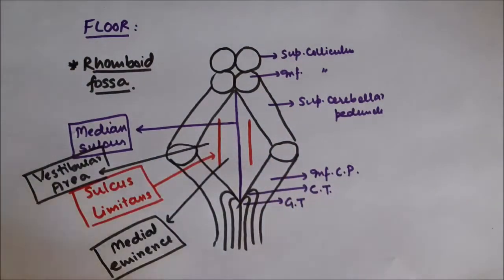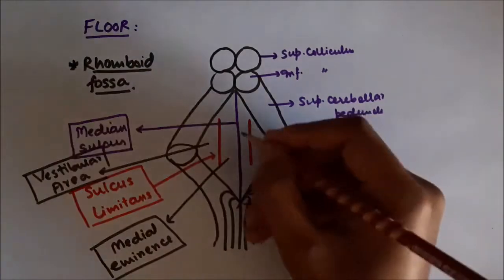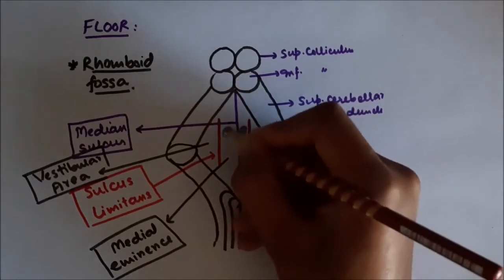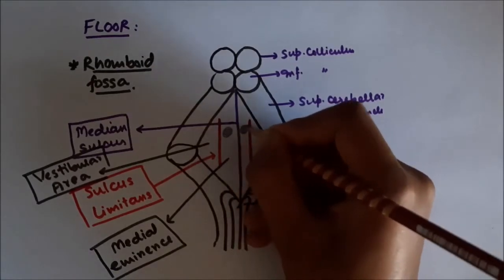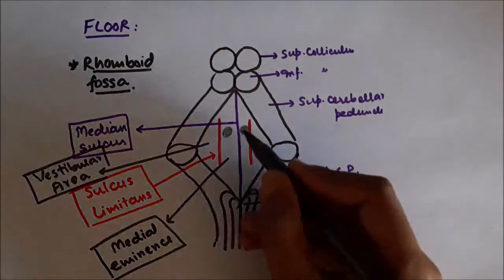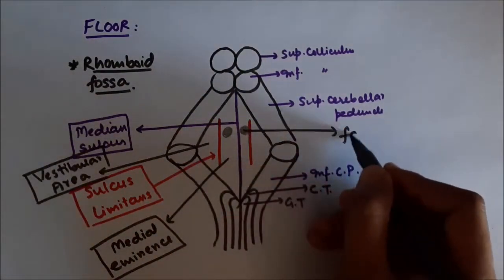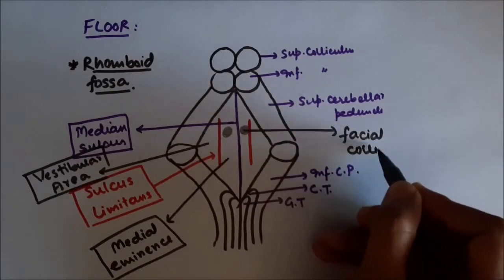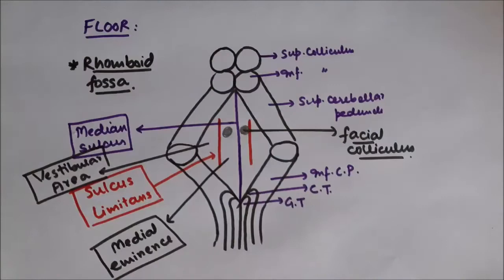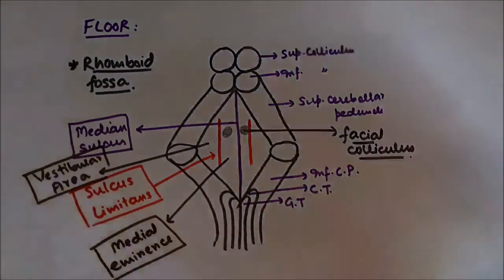Now in the medial eminence, in the upper part of medial eminence, there is a bulge or an outgrowth which is called the facial colliculus. So what is this outgrowth and what is facial colliculus? If we recall from the section of cranial nerves, so let us take a look at the section of pons at the level of facial colliculus.